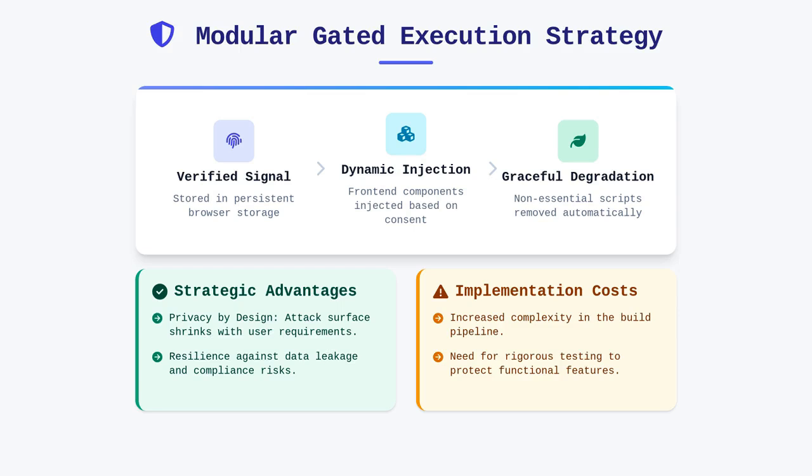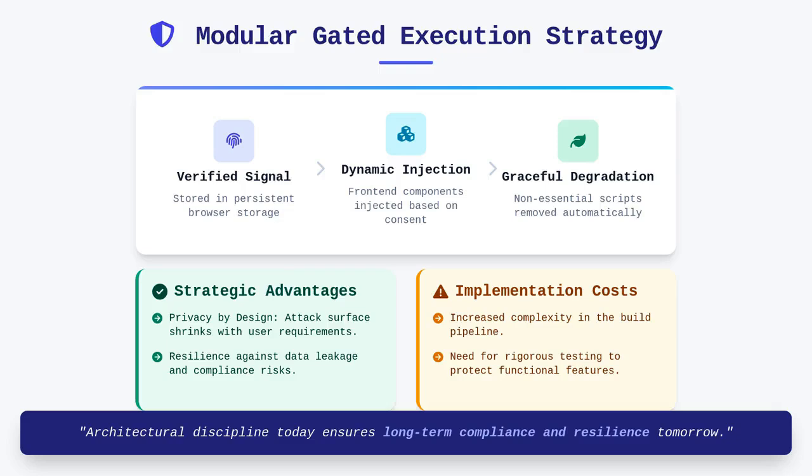It does mean more complexity in the build pipeline and a need for rigorous testing to ensure that the consent logic does not inadvertently block essential functional features. However, the resulting resilience against data leakage and compliance risk makes this investment in architectural discipline entirely worthwhile.